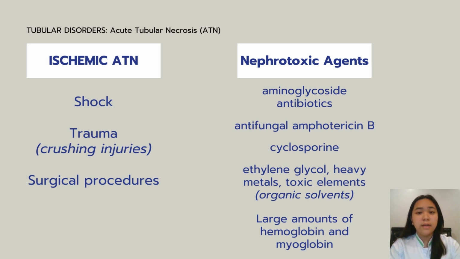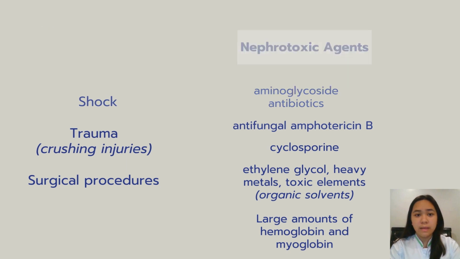For example, severe conditions include cardiac failures, sepsis involving toxigenic bacteria, anaphylaxis, massive hemorrhage, and contact with high voltage electricity. For nephrotoxic agents, this includes aminoglycoside antibiotics, antifungal agent amphotericin B, cyclosporine, and radiographic dye. For organic solvents, we have ethylene glycol, heavy metals, and toxic mushrooms. Also, large amounts of hemoglobin and myoglobin.